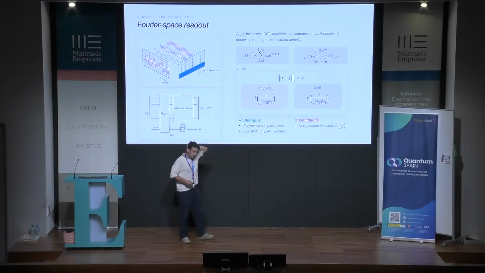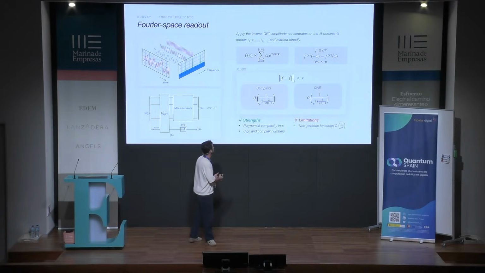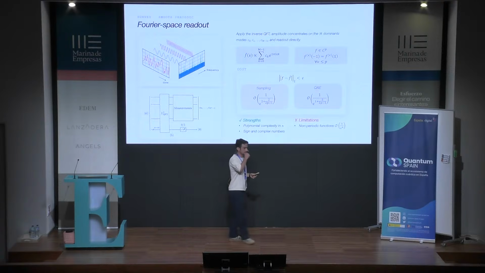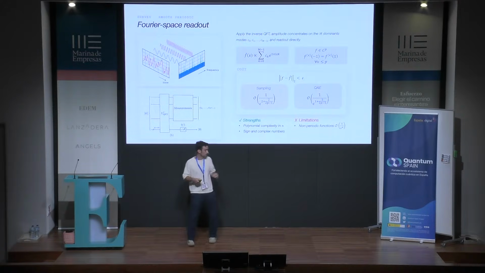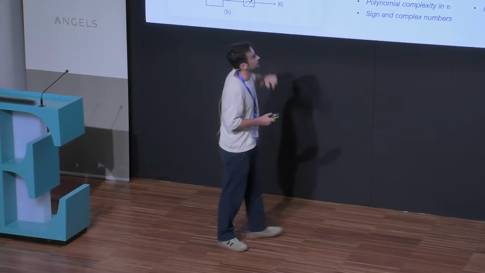The first method that is not exponential is this Fourier space readout. And the idea is to go from the usual basis in which we express the function to the Fourier basis. So we apply the quantum Fourier transform, and we will have a state that has in its amplitudes the coefficients of the Fourier expansion, okay, this c sub k.